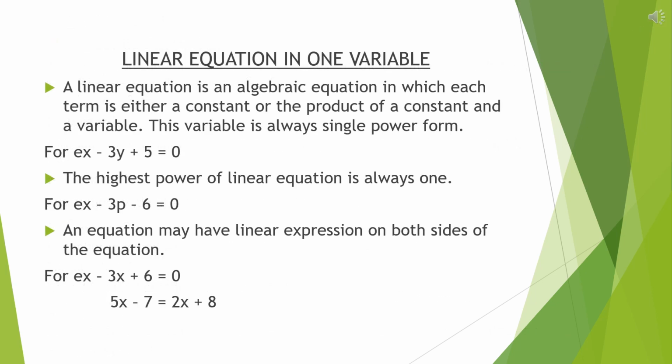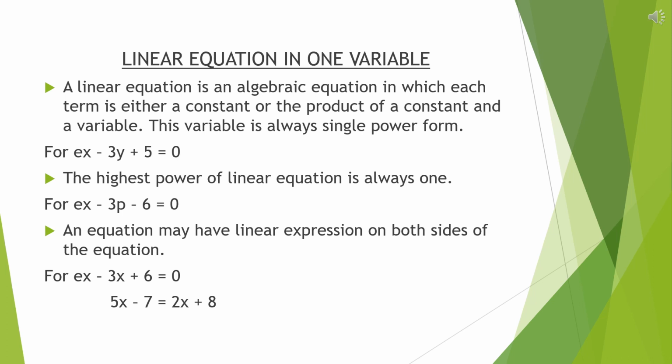Let's continue with linear equation in one variable. A linear equation is an algebraic equation in which each term is either a constant or the product of a constant and a variable. This variable is always in single power form. For example, 3y plus 5 equals 0. Here, 3y is the product of a constant and a variable, where y is the variable and 3 is a constant and 5 is a constant term.